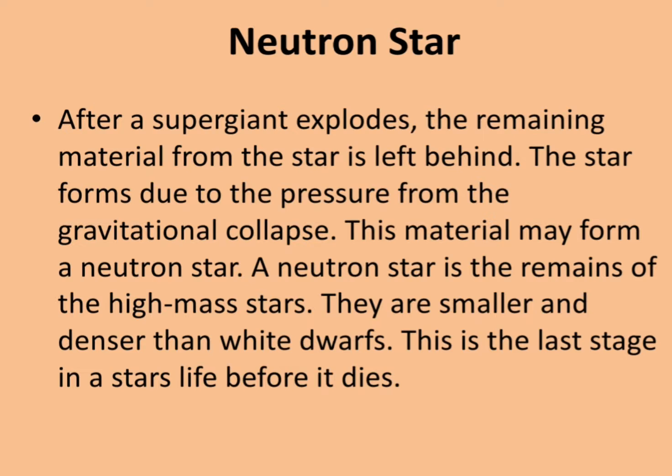Neutron star. After a supergiant explodes, the remaining material from the star is left behind. The star forms due to the pressure from the gravitational collapse. This material may form a neutron star. A neutron star is the remains of the high-mass stars. They are smaller and denser than the white dwarfs, and this is the last stage in the star's life before it dies.